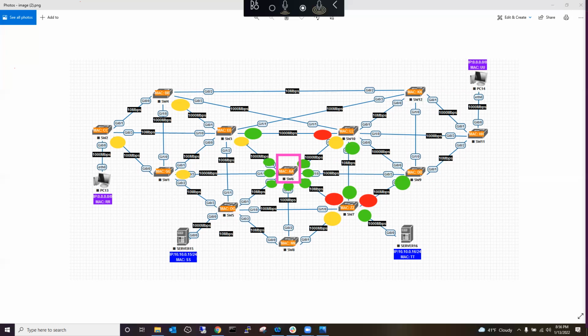Yeah, I actually stand by my statement. That's a better route to reach the root bridge, just in case the root port failed for switch 7. Okay, so who's the root port on switch 9? Gigabit 0/0. Why? Because that's the root port, the best route to reach the root bridge.